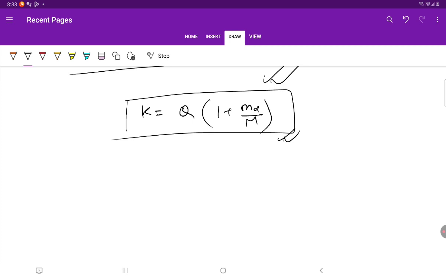If you put in the numbers, m alpha is 4 and the mass of beryllium is 9, so you'll get 13 by 9 into Q, and that's the kinetic energy required. So we have basically discussed this in terms of a nuclear reaction.